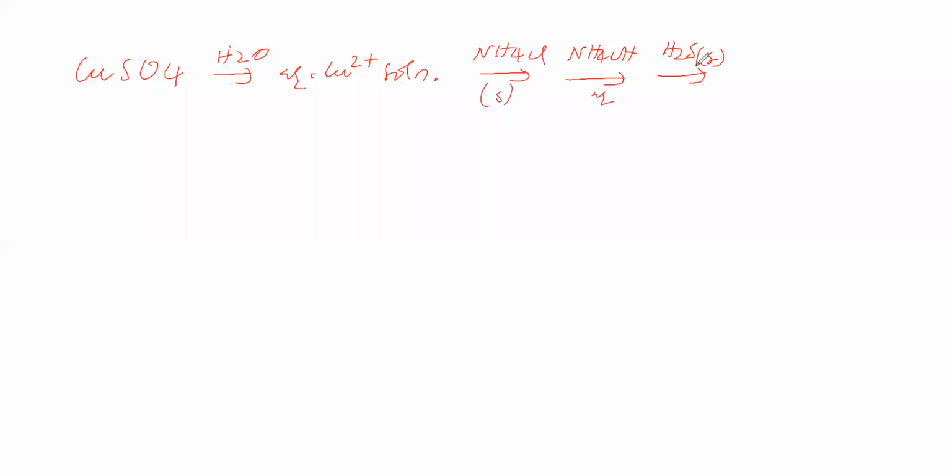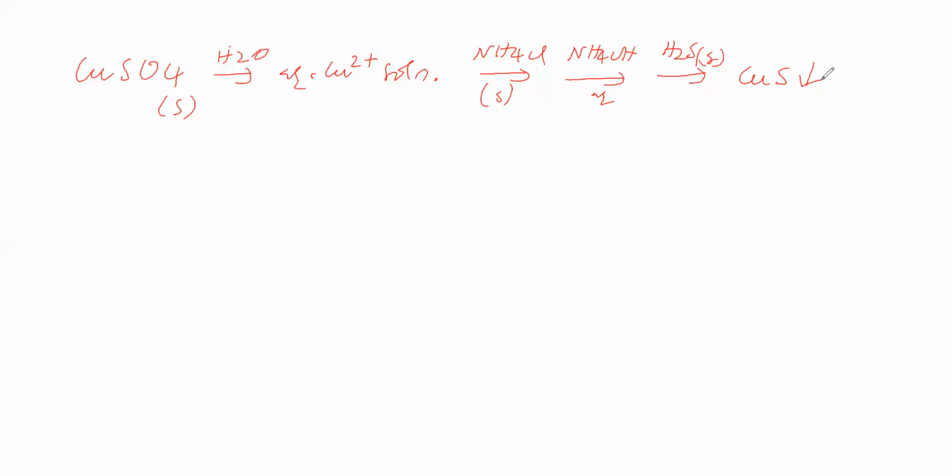So you take the copper sulfate salt, add water, get an aqueous solution, add ammonium chloride, add ammonium hydroxide, and add H2S gas. Now, do we get a CuS precipitate? Will we get the CuS precipitate or not? What do you say? Is Cu2+ precipitating or not precipitating? One student says Cu2+ is not precipitating.